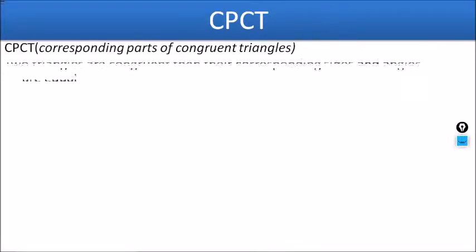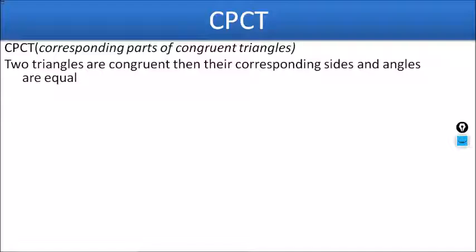Now there is an opposite concept to that. This is about CPCT. CPCT stands for corresponding parts of congruent triangles. It means if two triangles are congruent, then their corresponding sides and corresponding angles are equal. So the concept of CPCT will be used after proving triangles congruent. This is the converse result of the previous statement.